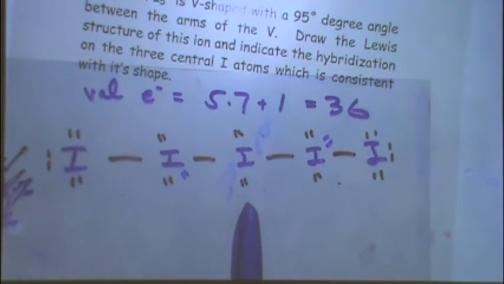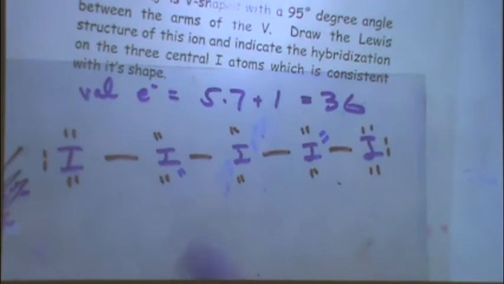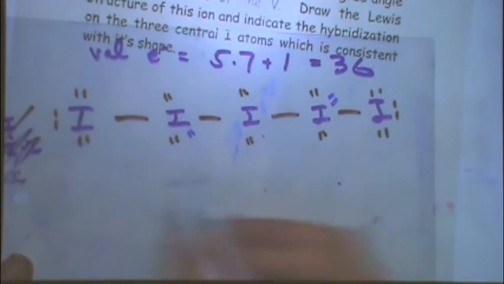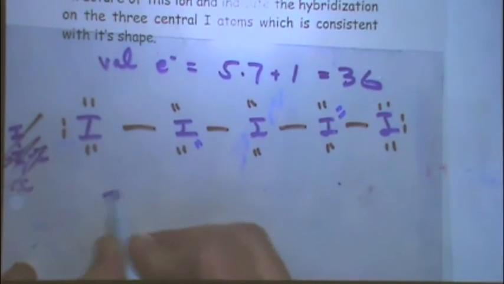Let's do this one again. Electronic geometry. Tetrahedral. Molecular geometry. Bent. It's 109.5. I think we have a V, so we have a winner. You would redraw it if they wanted you to draw the correct shape.